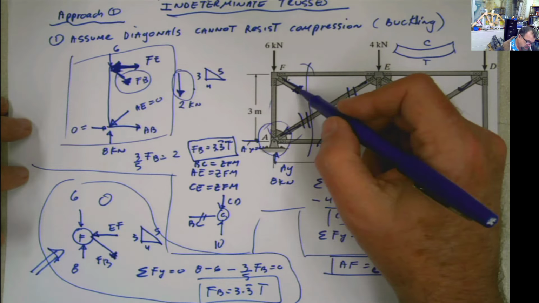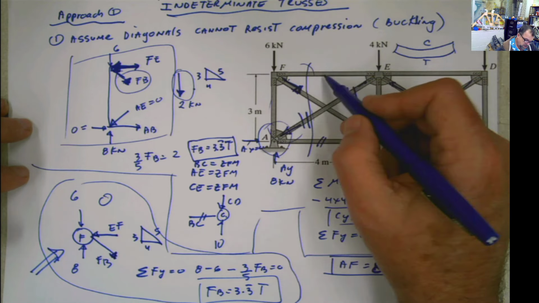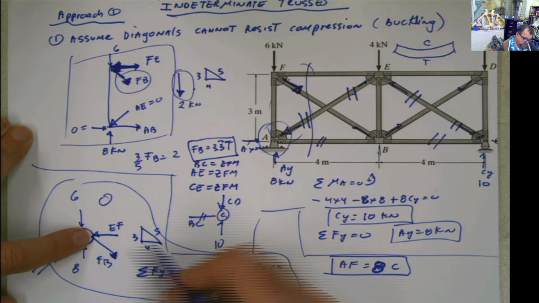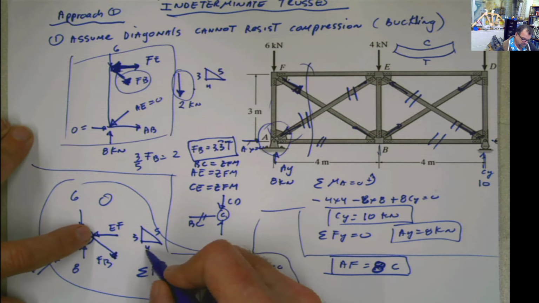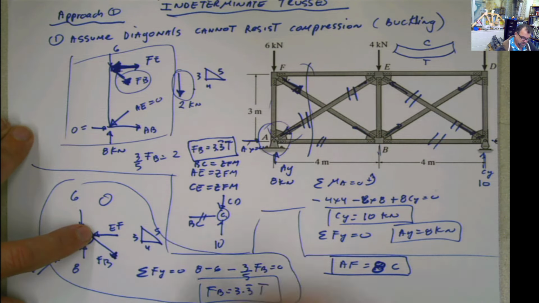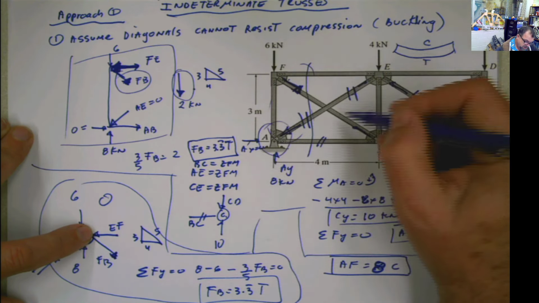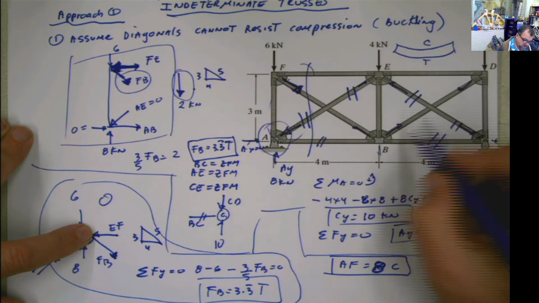Now, once you have that, you can go and calculate the F. How do you calculate the F? Well, EF is gonna be just FB multiplied or divided by 4/5. This one, by doing summation of forces in X. And now you have this one, you have this one. This one is gonna be easy to calculate.